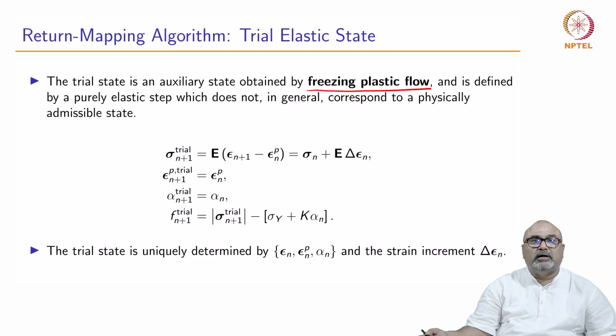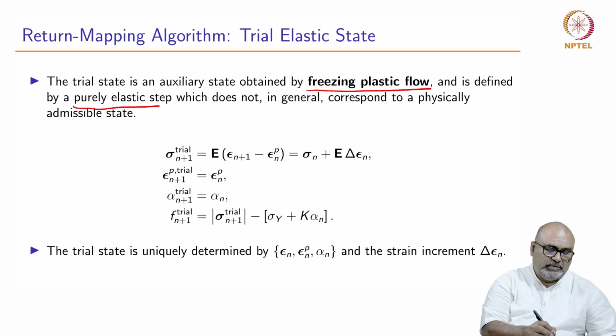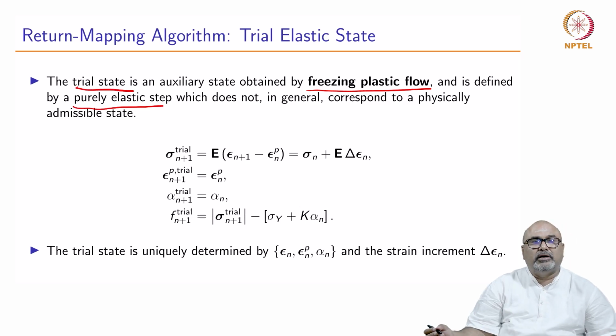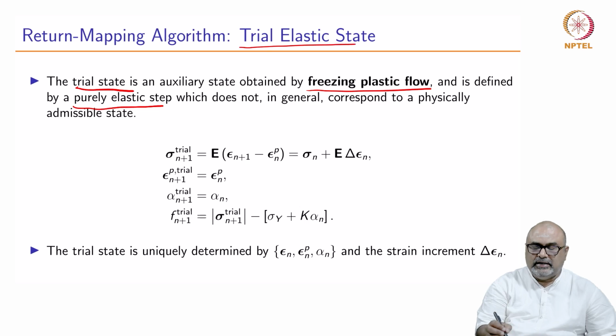So, you are going to consider no plastic deformation to happen, and this is defined as a purely elastic step. The trial step that we are going to follow in the return mapping algorithm is called the trial elastic state, which does not in general correspond to a physically admissible state. So, we are going to consider the previous equilibrated values of the plastic strain.